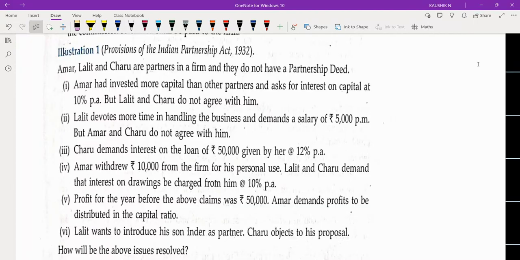Okay, hold on. So first, they said very clearly over here there are three partners by name Amar, Lalit, and Charu, and it is given very clearly they do not have a partnership deed. So you have to ensure whether the deed is there or not. Okay, it is not there. When the deed is not there, always keep in mind that whatever the provisions laid by the Indian Partnership Act 1932 will only be applicable.